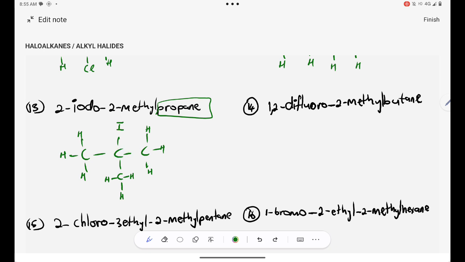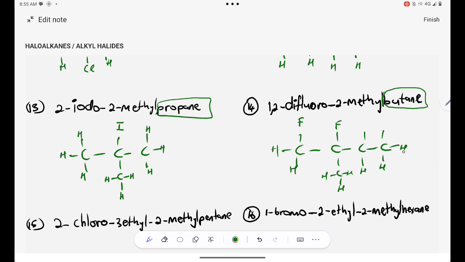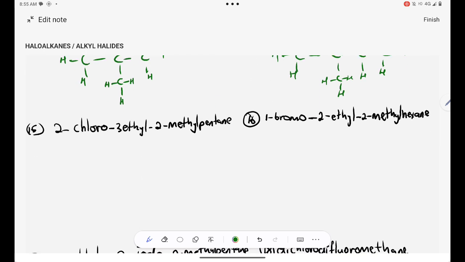Okay. And then number 14, I have 1,2-difluoro-2-methylbutane. This part, guys, the suffix tells me about my parent chain. My parent chain has 4 carbons, and all of them have single bonds between them. At carbon number 1 I have my fluorine, as well as at carbon number 2, but at carbon number 2 I also have a side chain. All I have to do is write the hydrogens, and then I have the structural formula of 1,2-difluoro-2-methylbutane.